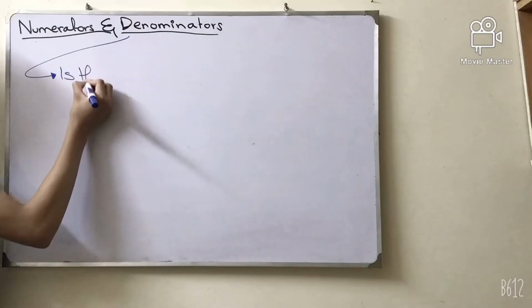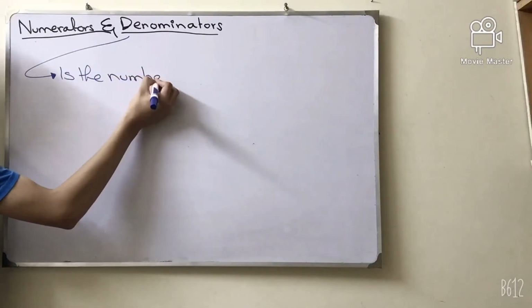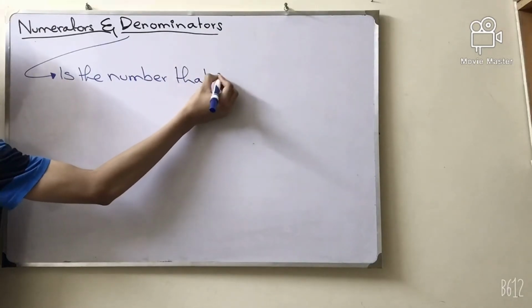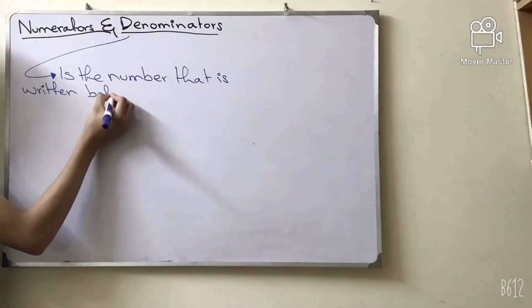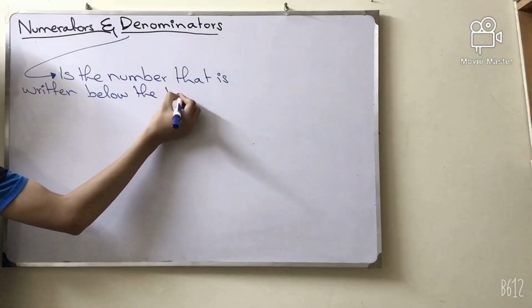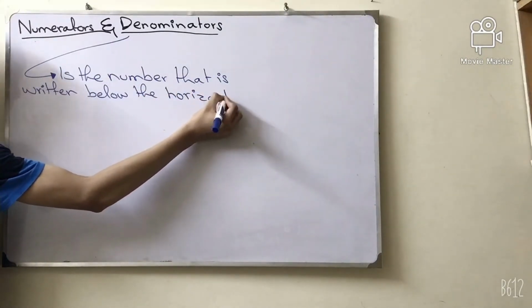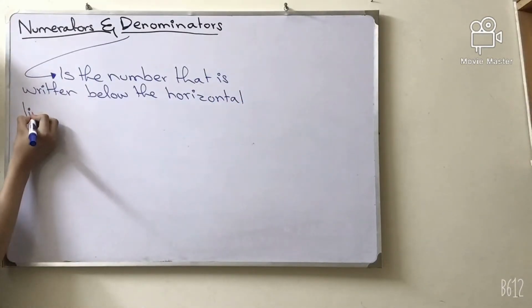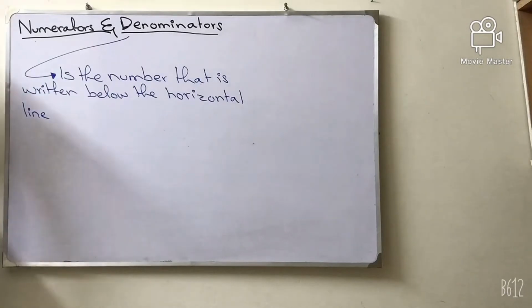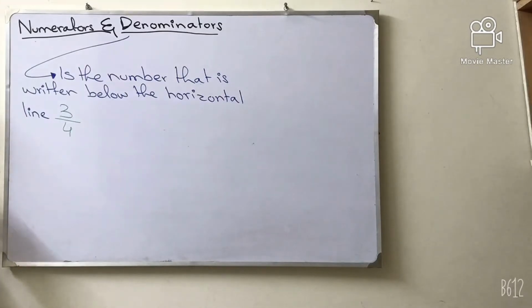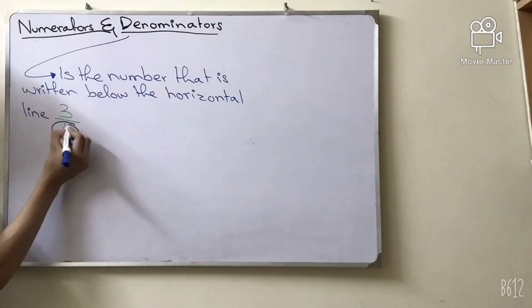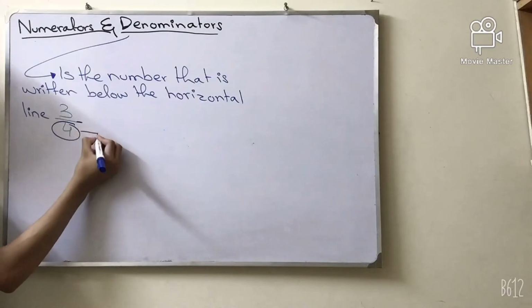Denominator is the number that is written below the horizontal line. For example, again, let's take 3 by 4. So, in this case, 3 is the numerator, while this number 4, which is written below this line, is the denominator.